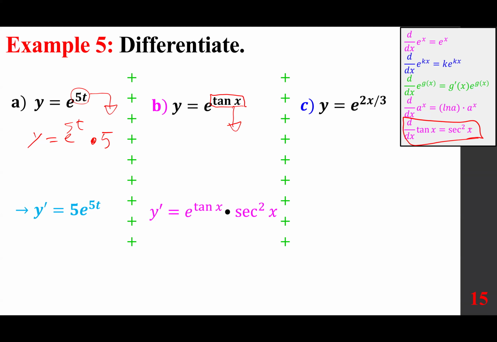The last one, just to make sure we understand that this means 2/3 x, I rewrite it just for that reason. You don't have to if you see that. So y prime is the same thing. By the chain rule, the derivative of the exponent, and you put that in front. Y prime is 2/3 e to the power of 2x over 3, or 2/3 x.